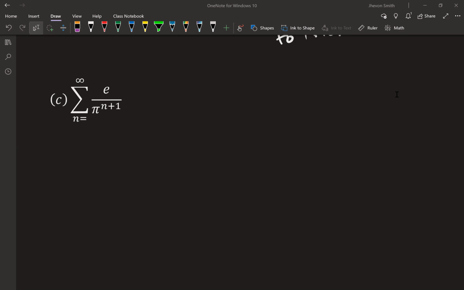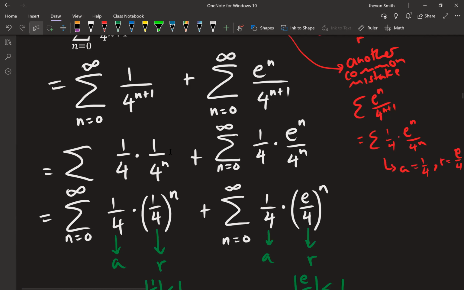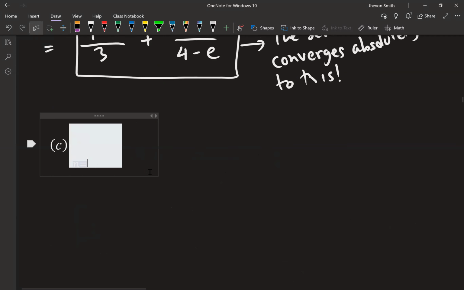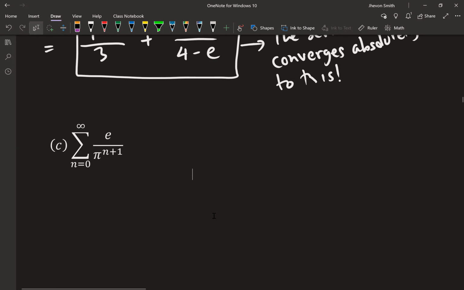A is 1 over pi, R is E over pi. Wait, hold on. I didn't say where that started from. Did I miss that, or was that deleted? It actually is important where it starts from. I don't know where that went. Maybe 0. Does that change the answer?